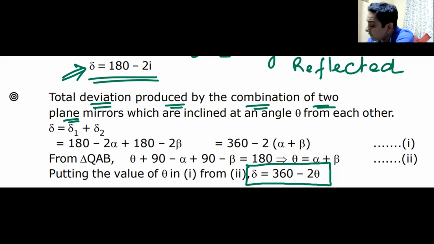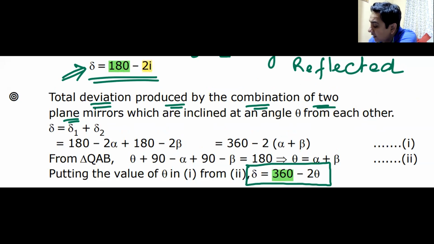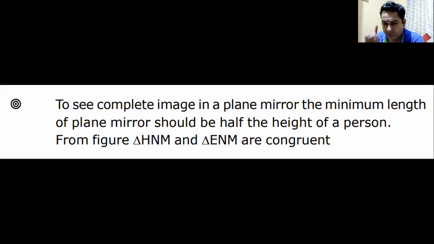I will highlight it. Instead of 180, I have 360 here. In place of 2i, I have 2 theta. If you can remember one, you should be able to remember the other one. Whichever you feel comfortable with, you can remember it. I'll give you a minute to note this down. The next point is this one.